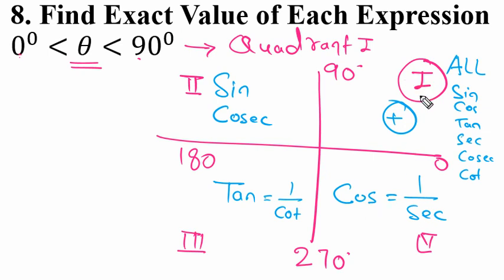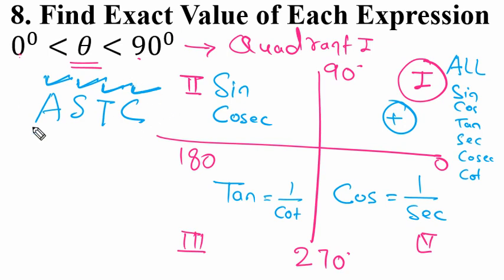So in quadrant 1, all positive. Quadrant 2, sine and cosecant. Quadrant 3, tan and cotangent. Quadrant 4, cos and secant. So you can remember it this way: A, S, T, C. All, sine, tan, cos. That's it. If you remember this trick, you will be able to find out which quadrant I'm talking about. Okay, so now let's discuss.